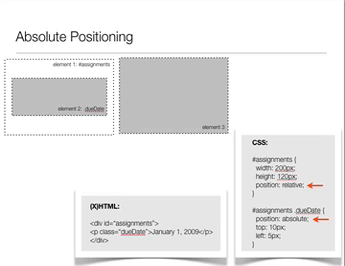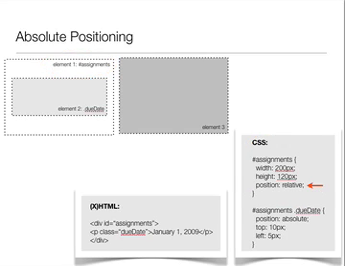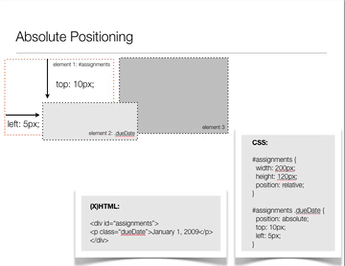Setting the DueDate class to absolute removes it from the normal flow of the document. Remember that relatively positioned elements are still part of the normal flow of the document. Setting the assignments div to relative makes the DueDate class move based on the position of the assignments div.